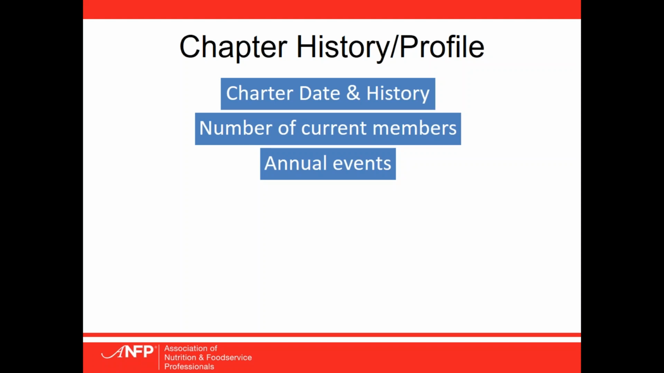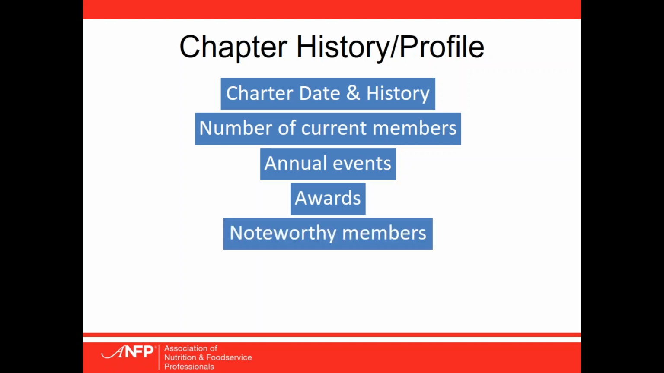Put those in there. Also, any awards that your chapters receive are certainly noteworthy, along with any members that have played a key role in advocacy. Maybe they're nationally recognized in the food service and nutrition fields. Any chapters that have award winners, that's a great thing to include in your history or your profile. Let them know how your chapter is involved in advocacy. Do they do a day at the Capitol? How do they advocate for that credential?